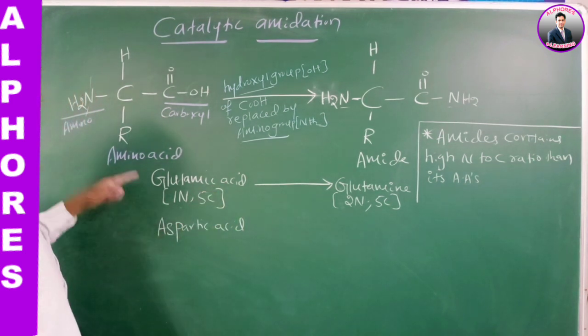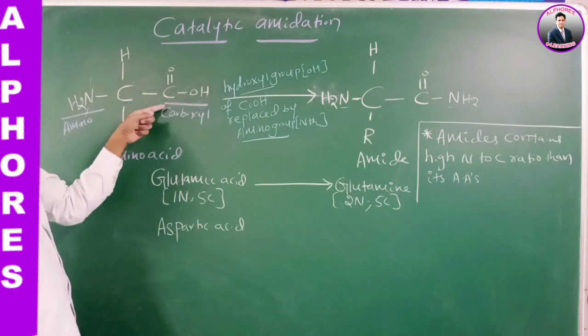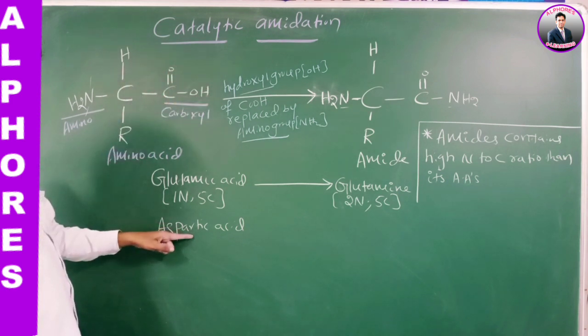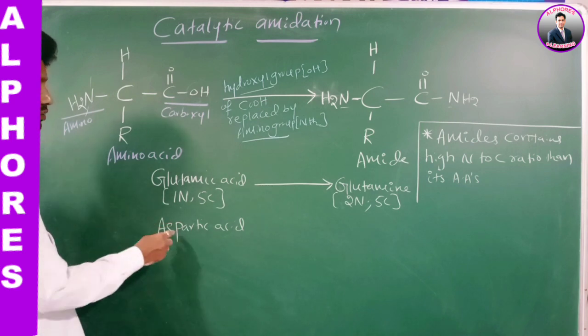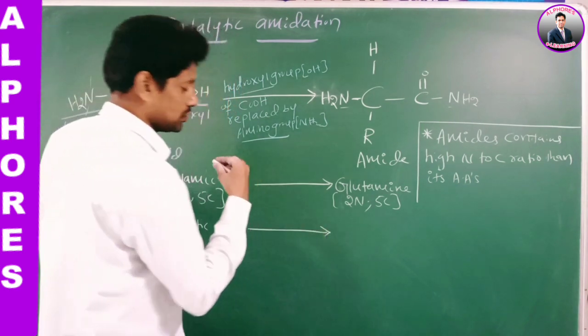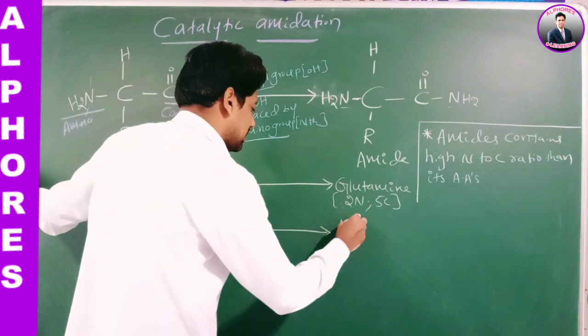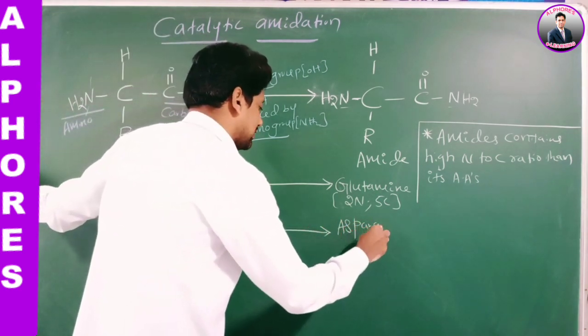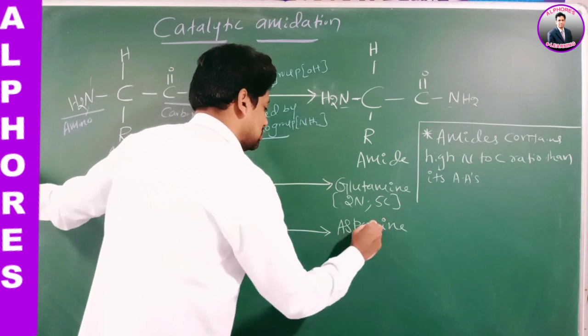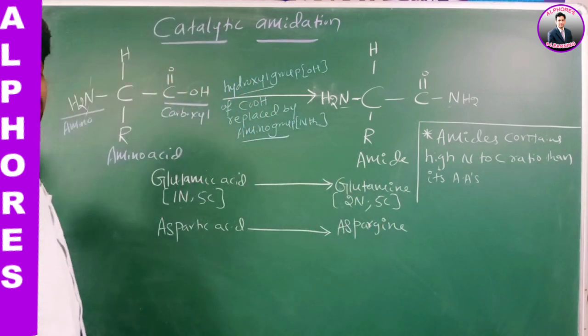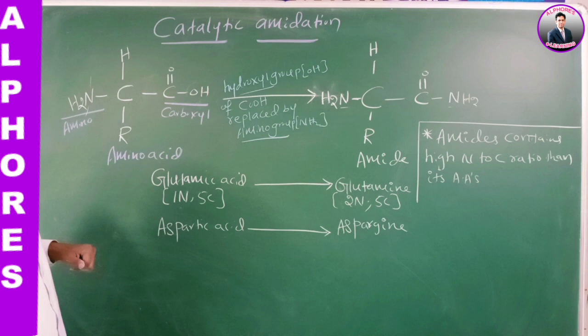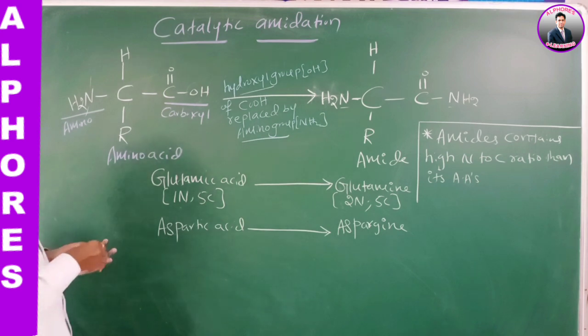Sir, aspartic acid is an amino acid. The OH of COOH in aspartic acid is replaced by NH2. Then an amide is formed by what name, sir? Asparagine. Okay, clear. Therefore, see this statement.